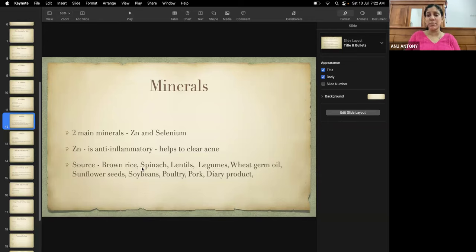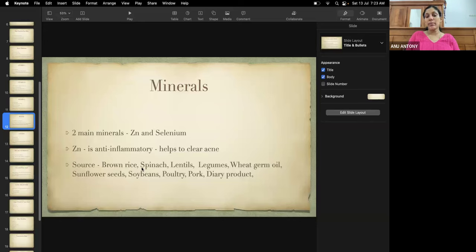Basic sources of zinc are brown rice, spinach, lentils, legumes like mung bean, moong dal, whatever dals we get, chana dal, all those things. Wheat germ oil, we don't use it much for cooking actually. But still you can add half a teaspoon or 1/4 teaspoon in your salad dressing or anything to cover up the taste. That's how we use it. Or you can choose wheat germ oil for essential oil massage also.